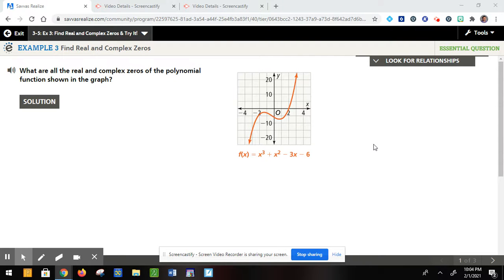So in this example, we're given a graph, we're given a function, and we're asked to find all real and complex zeros. Real ones are where they're crossing, but the complex ones you're not going to be able to see on the graph. So when the function bends and doesn't go through the x-axis, that means there are imaginary zeros that we can't get just by looking at the graph. But what we can do is use the graph to help us get those other ones.